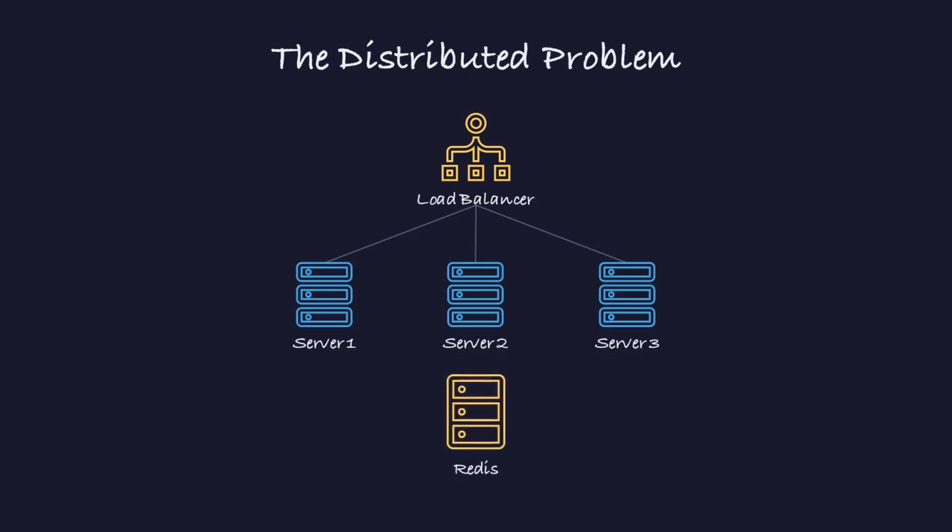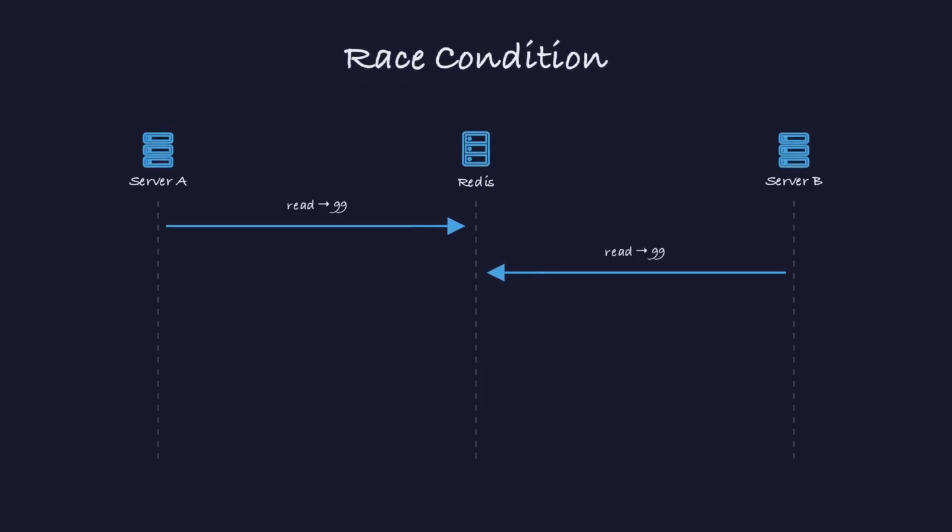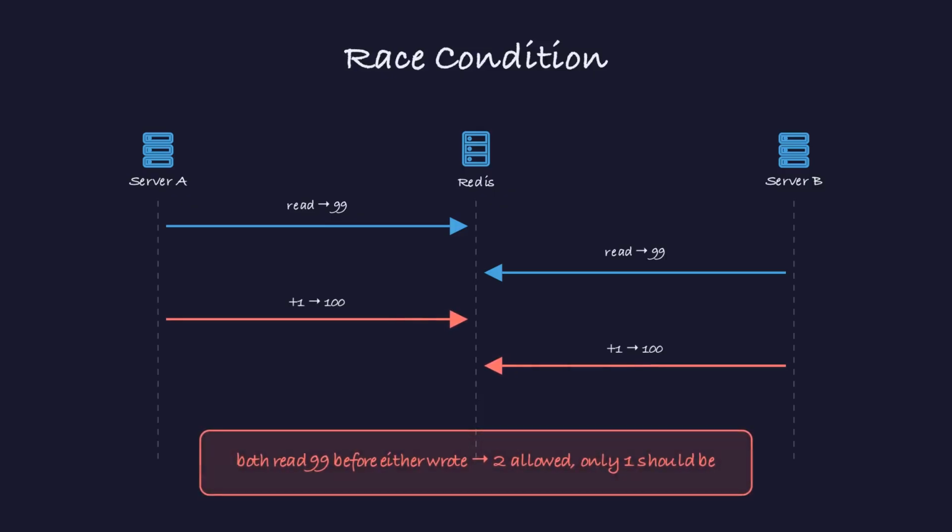The solution: centralized shared state. All servers share one source of truth for the counters, typically Redis. Every server checks and updates the counter in Redis, so there's one global count, no matter how many servers you run. But that introduces a new problem: race conditions. Two requests hit two servers at the exact same moment. Both read the counter, it says 99. Both think 99 is under 100, allow it. Both increment to 100. That's two requests allowed when only one should have been.